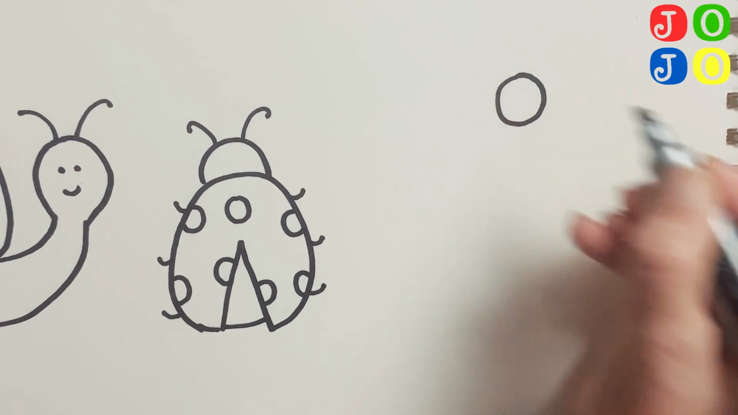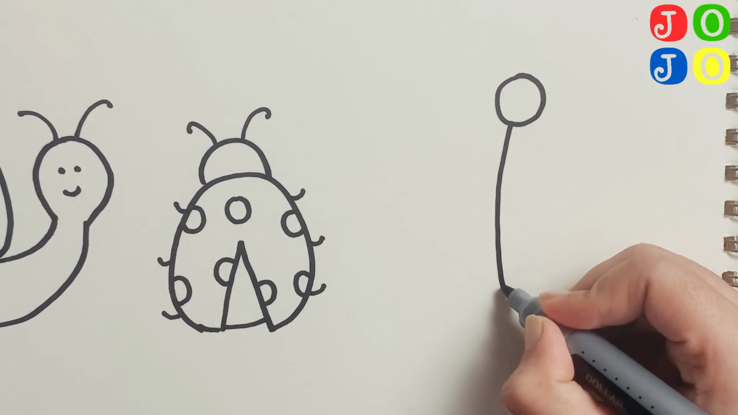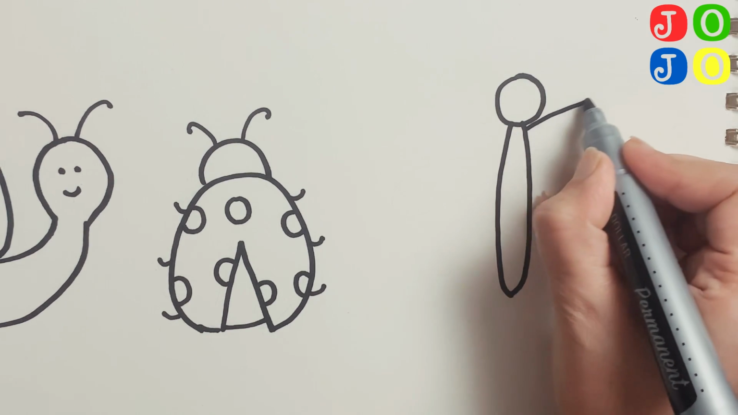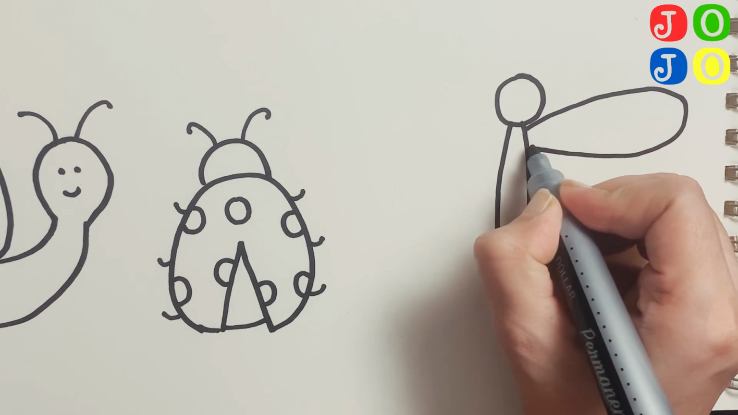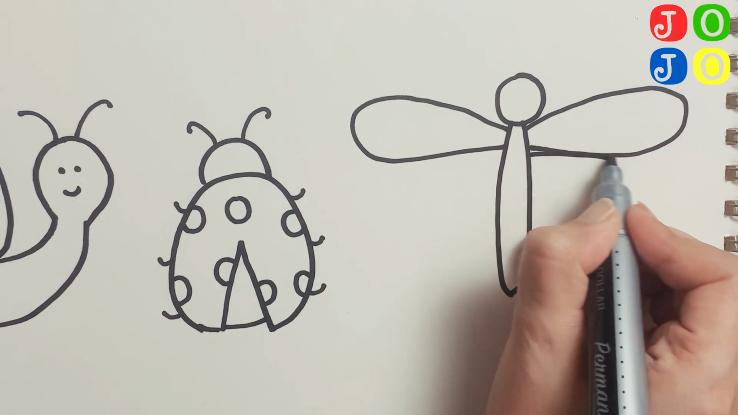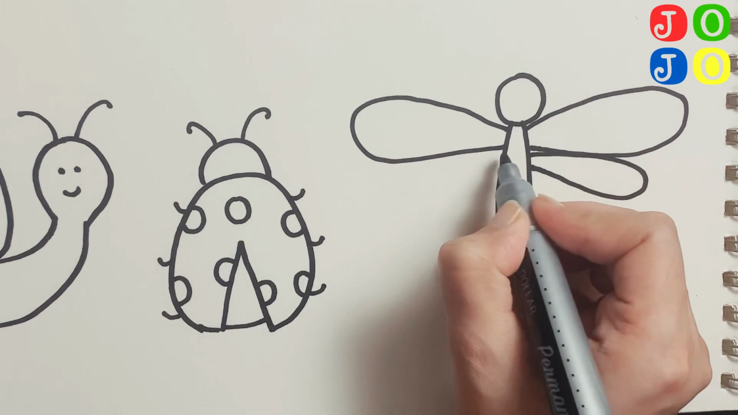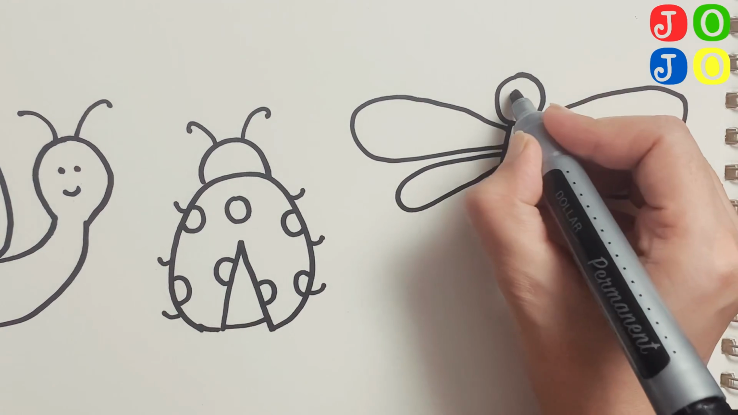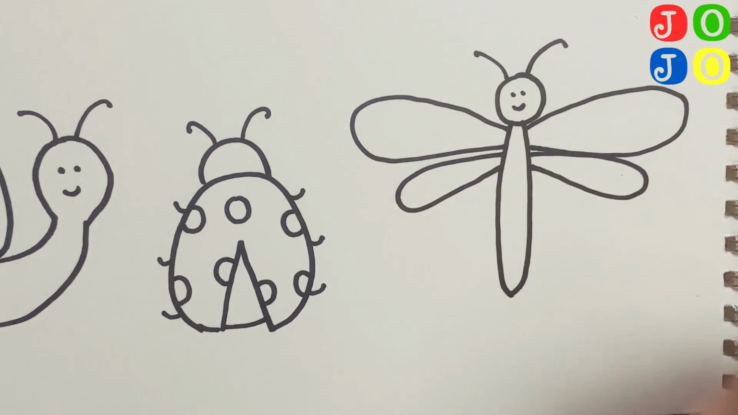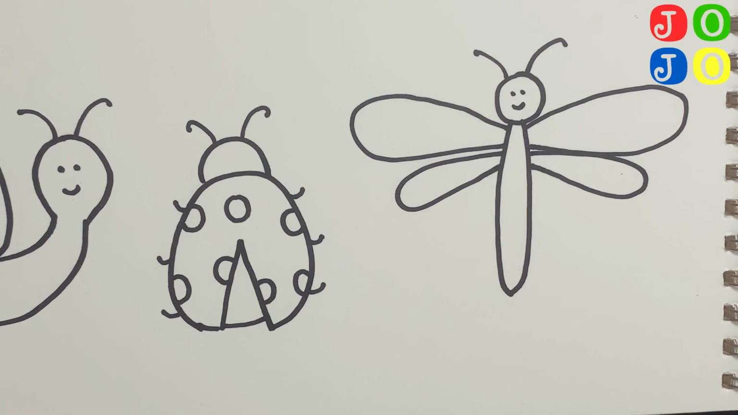Let's move on to another insect. This looks like a long fly. But which kind of fly is it? Do you know which kind of fly it is? We call it a dragonfly. Yes, it looks like a butterfly too, but it's not that colorful.